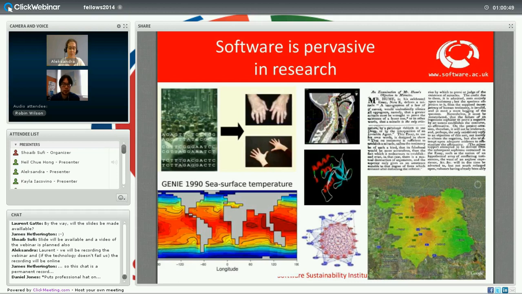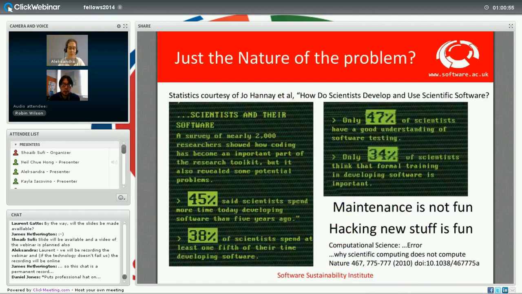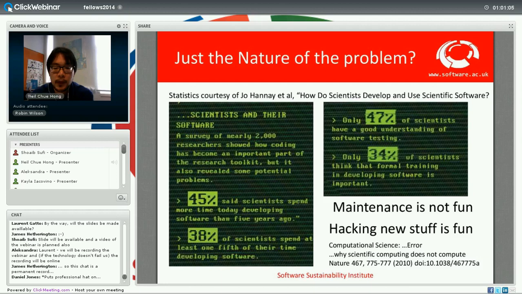And part of the reason behind this is because we know that there are still challenges and barriers. There was a piece published in Nature a few years ago called "Computational Science: Why Scientific Computing Does Not Compute." And it relied very much on some work that had been done by a group led by Joe Hannay, who were looking at how scientists develop and use scientific software. And it was quite scary.